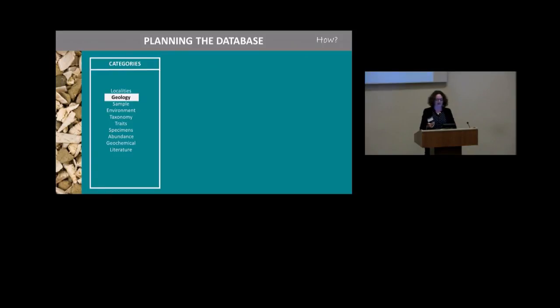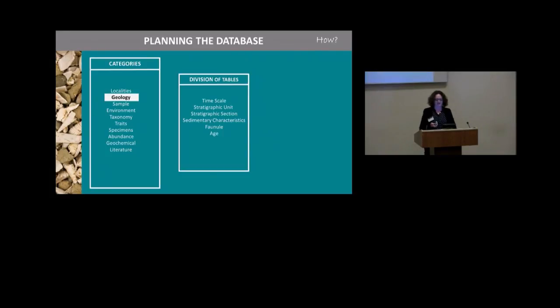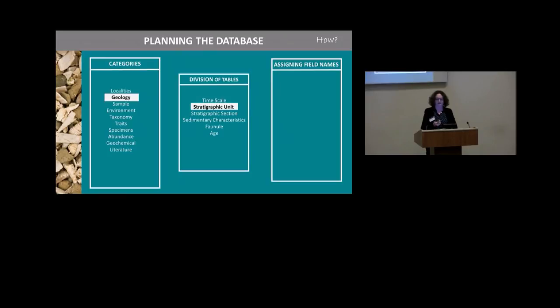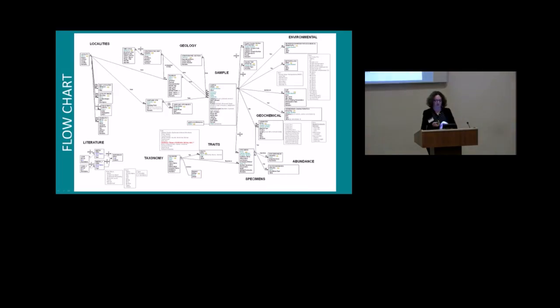If I take an example, the category geology, the tables for that category are time scale, stratigraphic unit, stratigraphic section, sedimentary characteristics, and age. And then for each table, you need to think which fields are necessary. So for the stratigraphic unit table, we assign fields like time scale, group, formation, member, sequences, and remarks. The database needs to be structured in a way to increase its potential future use.